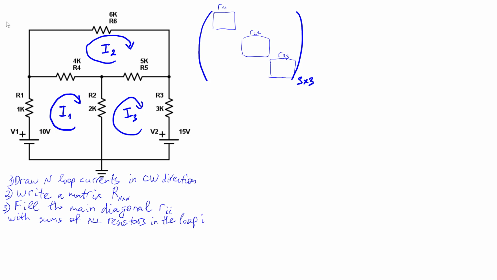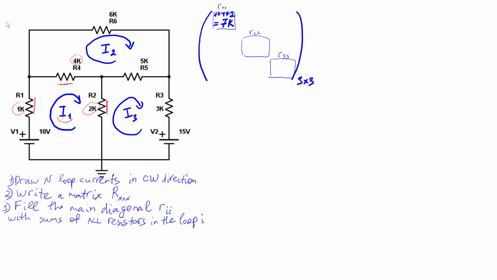Now, let's see what it means. In the first loop, here, we have one resistor, second resistor, and third resistor, which means we're adding all of them together. One is 1 kilo ohm, 4 kilo ohm, and 2 kilo ohm. So inside of the matrix, what we will have is basically 1 plus 4 plus 2, which is 7 kilo.